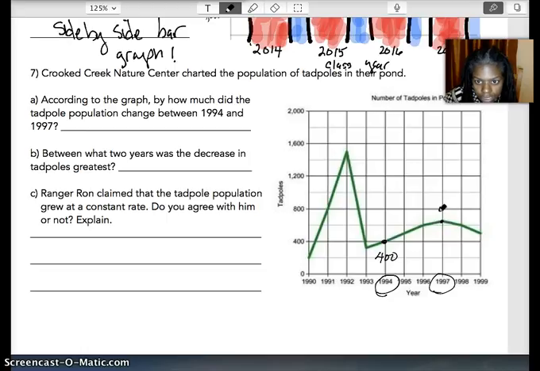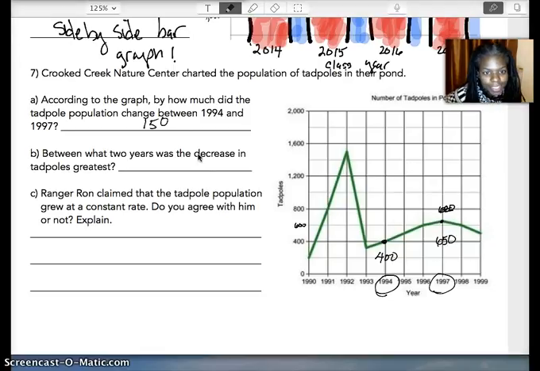600, maybe 620, given that between these two values, that would be 600. This is slightly above 600, not up to 700. I would actually raise this a little bit higher and say maybe 650. So with that, the difference between 400 and 650 is 250.